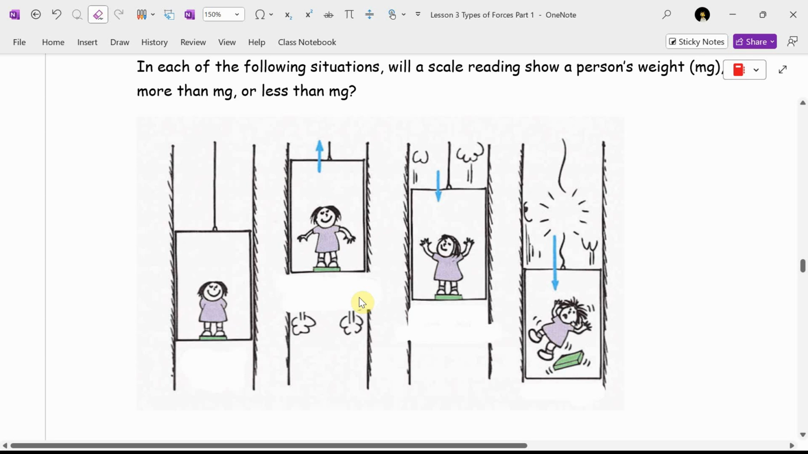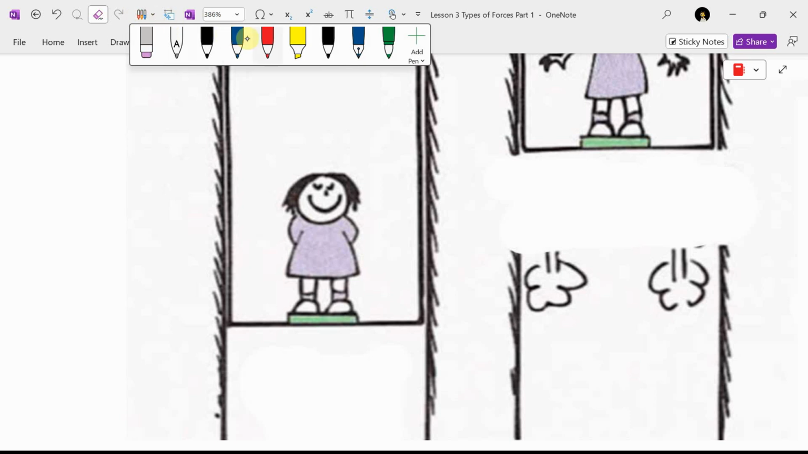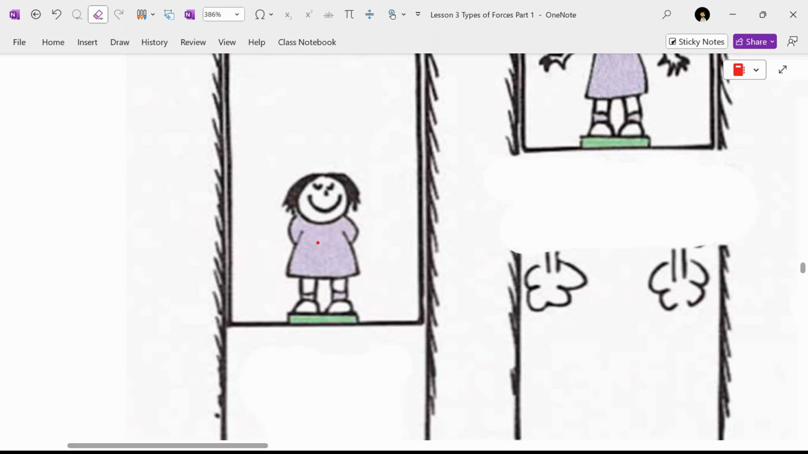This is a job for a free body diagram. I'm going to zoom in and I'm going to actually draw my free body diagram right on the picture here. What are the forces acting on this girl right now? Get the obvious one. Gravity, which way? So mg. In the first picture, is this girl accelerating? So forces must be balanced. I'm going to draw an arrow pointing up, bigger, smaller, or the same size as mg.